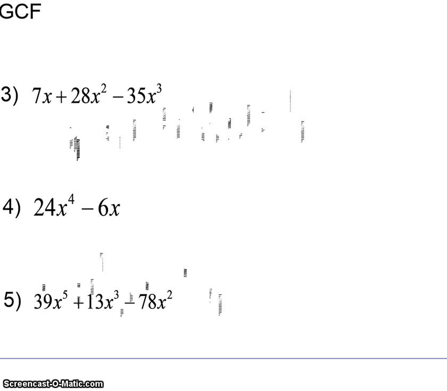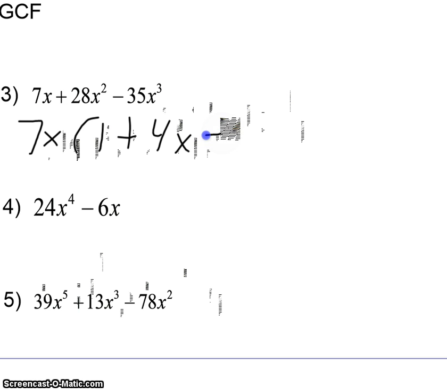Okay. Some more problems. For problem number 3, there is a 7 in all of those terms, and there is an x in all of those terms. 7x divided by 7x is 1. 28x to the second divided by 7x is 4x. Negative 35x to the third divided by 7x is negative 5x squared. You're subtracting those exponents. That's a 2.